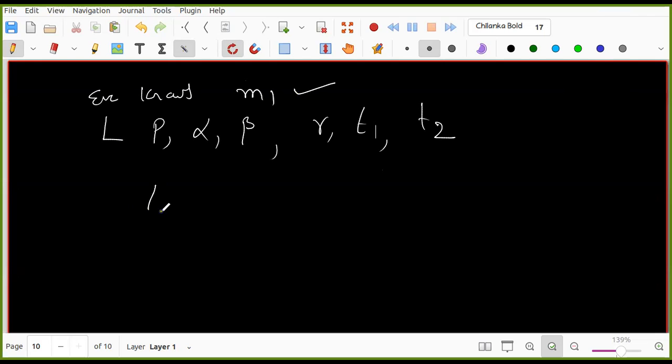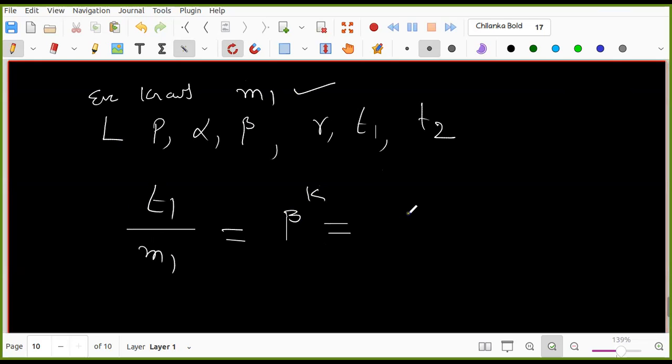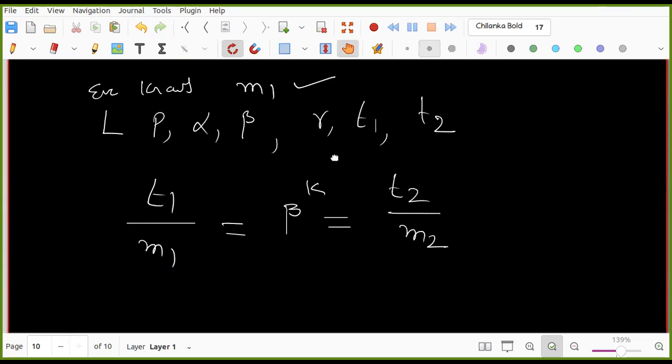Can you tell me what is this value? What is T1 by M1? Beta power k. Very good, very quick. It is also equal to something related to T2 and M2. Beta power k is also equal to T2 upon M2. Yes, correct. T2 upon M2 also.